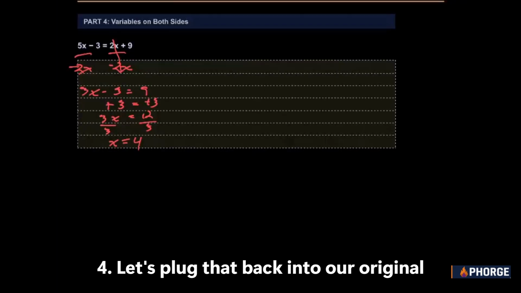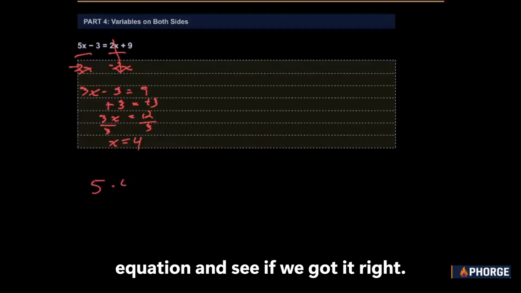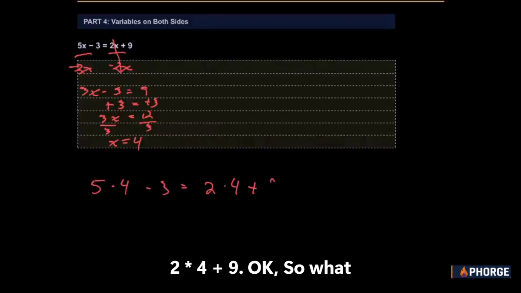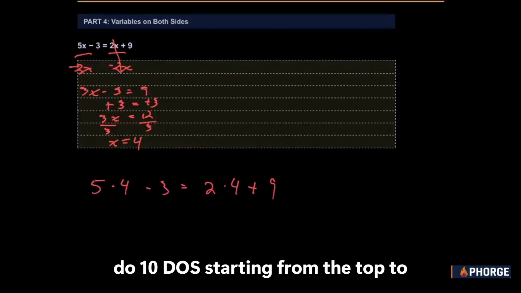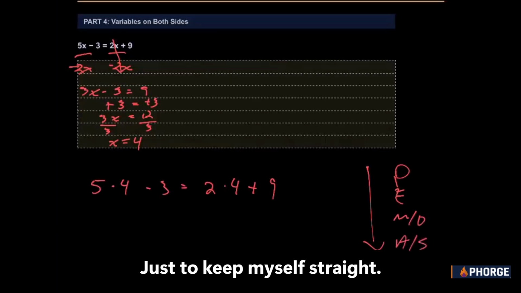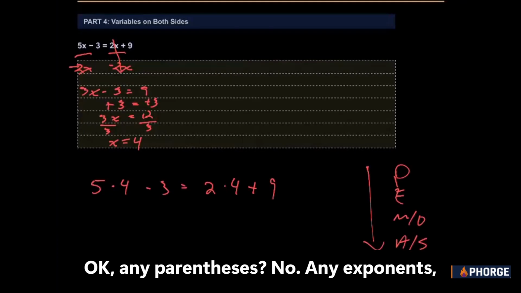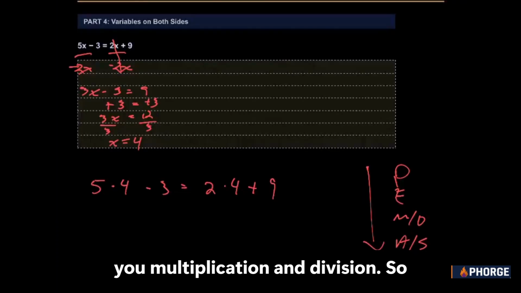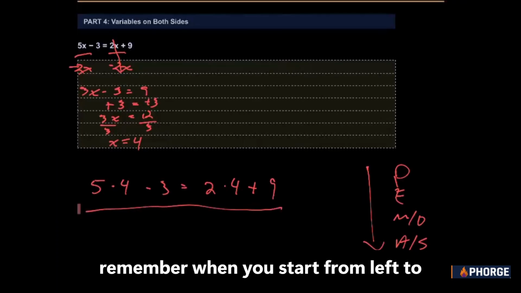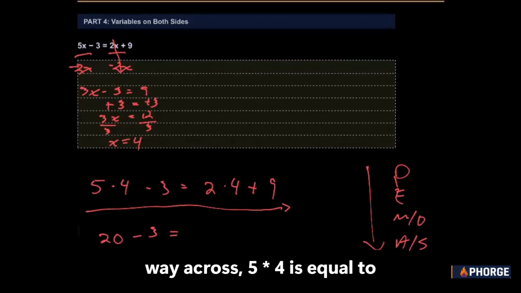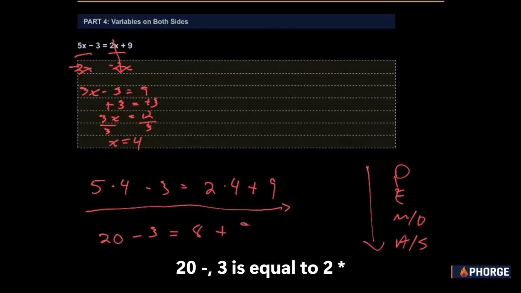Let's plug that back into our original equation and see if we got it right. 5 times 4 minus 3 is equal to 2 times 4 plus 9. Okay, so what we need to do is we need to do PEMDAS starting from the top to the bottom, just to keep myself straight. Okay, any parentheses? Nope. Any exponents? Nope. So now we can move down to multiplication and division. So remember, we need to start from left to right, and we need to go all the way across. 5 times 4 is equal to 20, minus 3 is equal to 2 times 4, 8, plus 9.